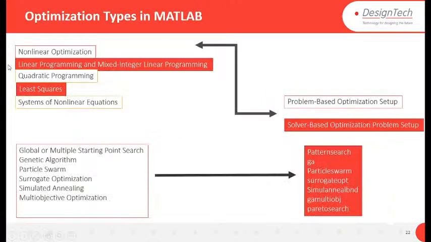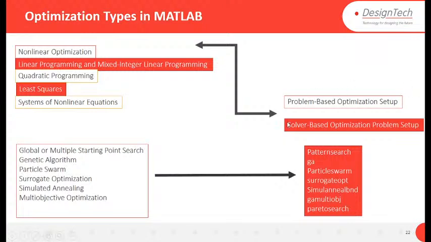So using Optimization Toolbox in MATLAB, what kind of problems can you solve? Nonlinear optimization, linear programming and mixed integer linear programming, quadratic programming, least squares, system of nonlinear equations also you can solve. And these are of two types: problem based optimization and second is solver based optimization. So the choice is yours, whether you use problem based or solver based. I will show you a problem based demo. It will take 10 more minutes because we already have 10 minutes.